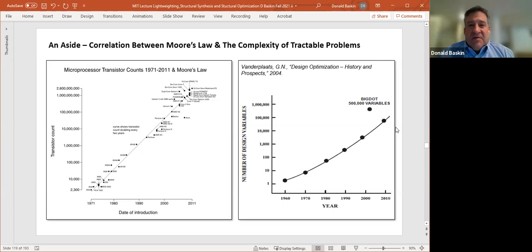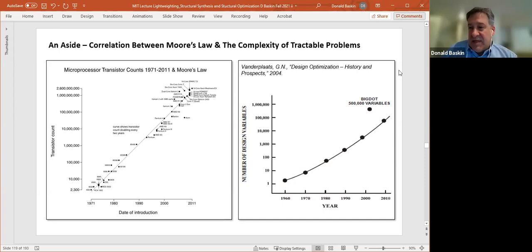Moore's law. This graph shows that the ability of these algorithms to handle bigger, more complex problems has scaled with Moore's law. That is, as computer power has become cheaper, faster, easier to obtain, the number of variables that an optimization algorithm can process has gone up.